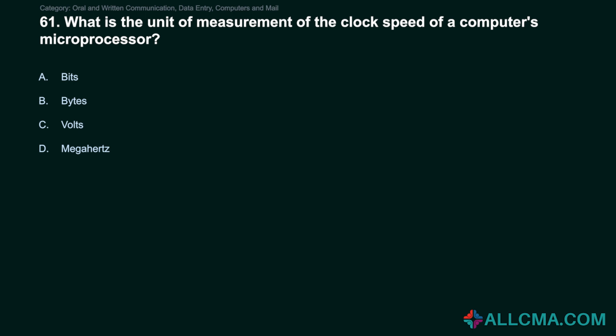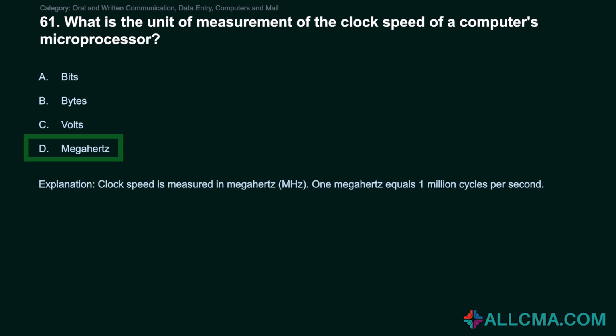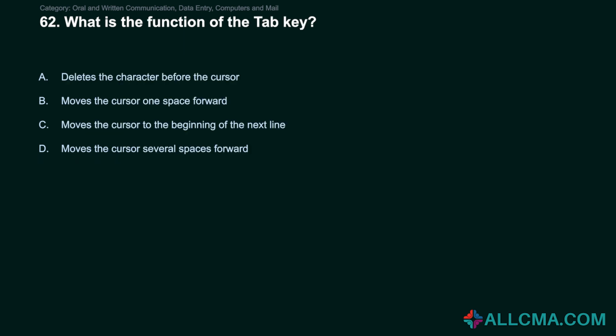61. What is the unit of measurement of the clock speed of a computer's microprocessor? A. Bits. B. Bytes. C. Volts. D. Megahertz. Correct answer, D. Megahertz. Clock speed is measured in megahertz. 1 megahertz equals 1 million cycles per second.